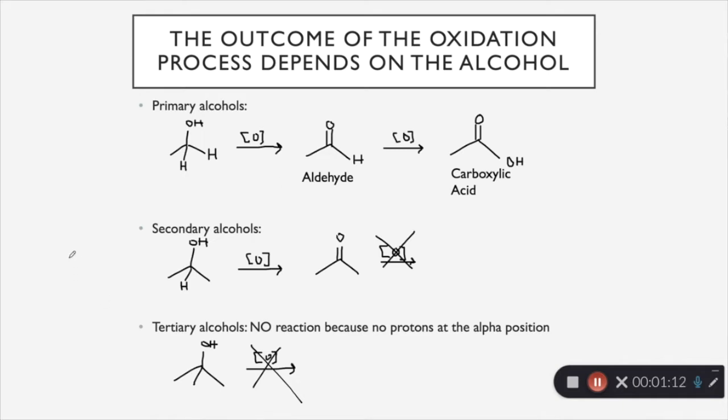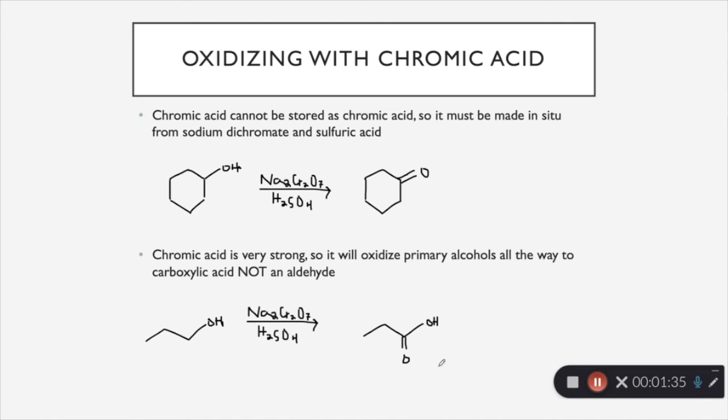So then for secondary alcohols, there's really only one thing you can turn it into. Secondary alcohols, when they are oxidized, turn into ketones. And then tertiary alcohols, just because of the reaction that happens, you need a proton at the alpha position right here, and in this case, there are none. So tertiary alcohols cannot be oxidized.